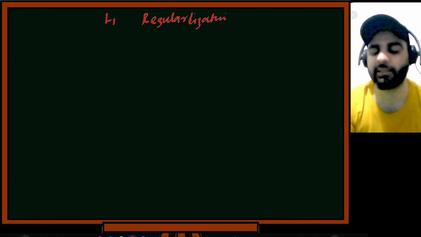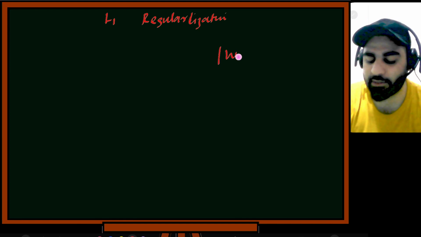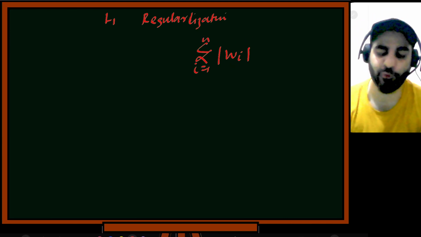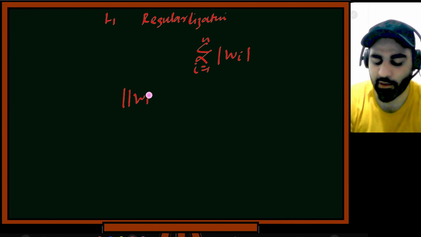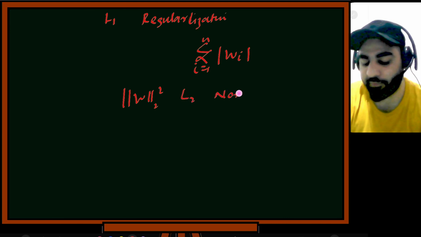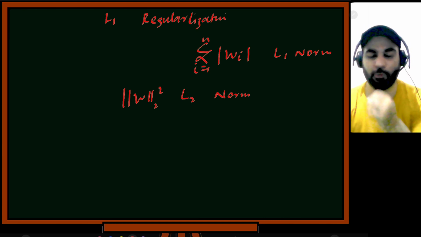Instead of the L2 norm, you can just take the mod of Wi, summation of i equal to 1 to n. Initially you are taking the square of this, which is why we wrote W square for L2. This is the L2 norm, and this we call the L1 norm.